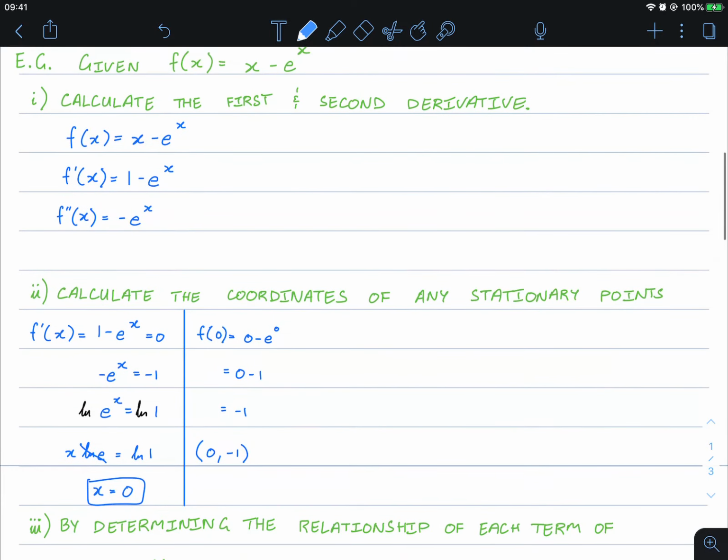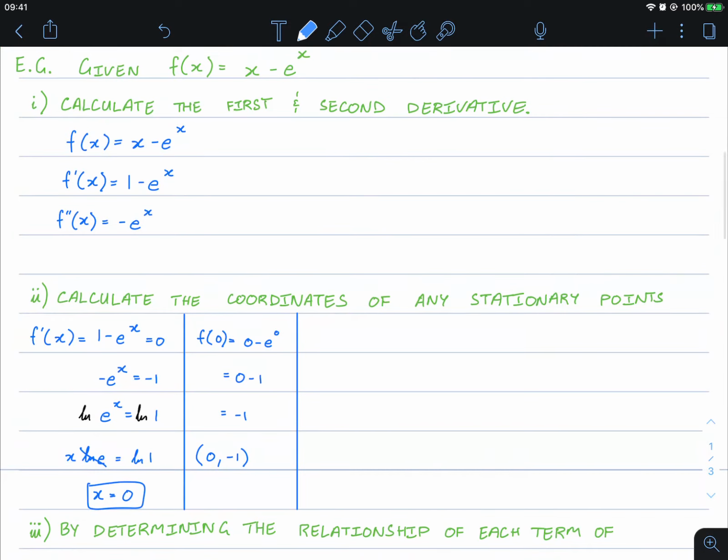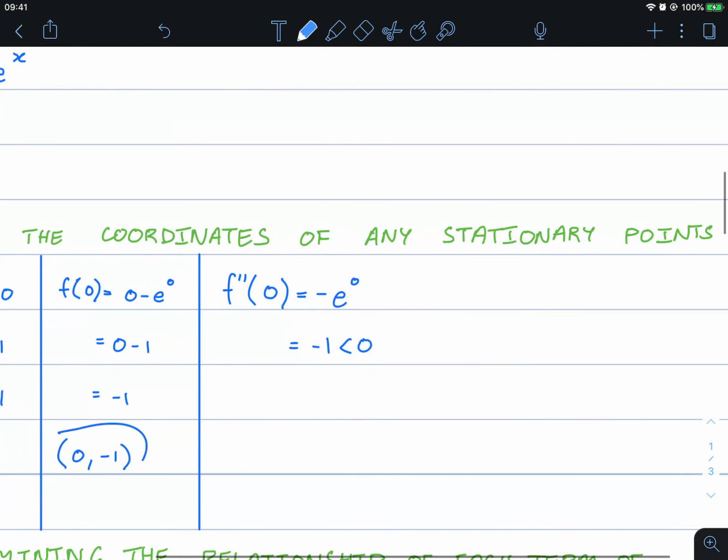It's not asked for in the question, but we should determine whether that is a maximum or a minimum. We can do that by taking the second derivative and substituting 0 into this. It's going to be negative e to the power of 0. That is negative 1, which is less than 0. That means that this is a maximum. So we can say that (0, -1) is a maximum.